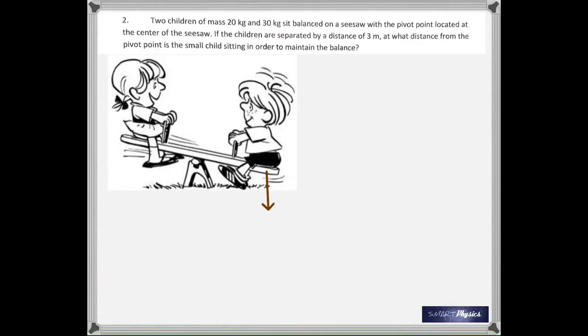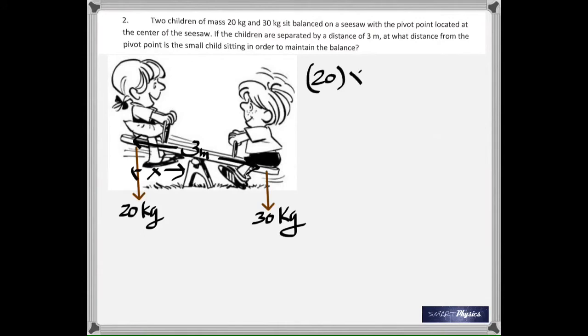Notice here that it's the distance between the children that has been given as 3 meter. And of course, they're not sitting at the same distance from the pivot. The heavier child should be sitting closer to the pivot. Now, those are the forces that act. 3 meters the distance between them, 20 kilogram and 30 kilogram, and the forces would be each one multiplied by 9.8. But there is no need of multiplying with 9.8 here, because you would do the same thing on both sides and it would get cancelled out.